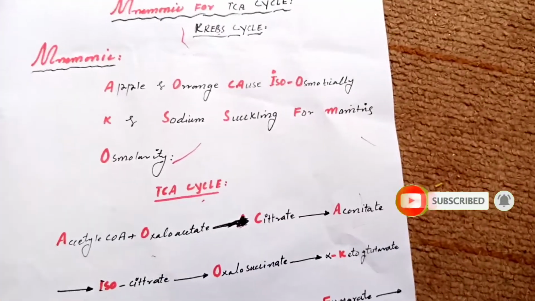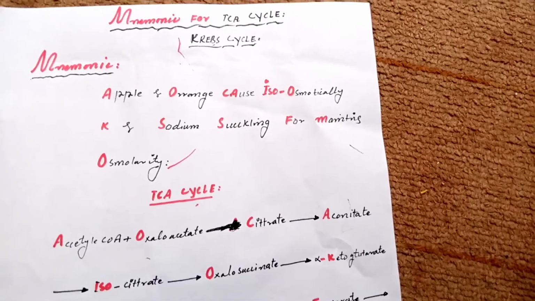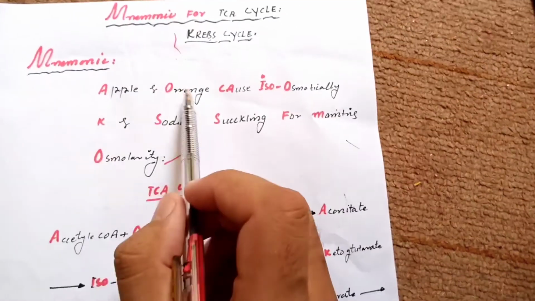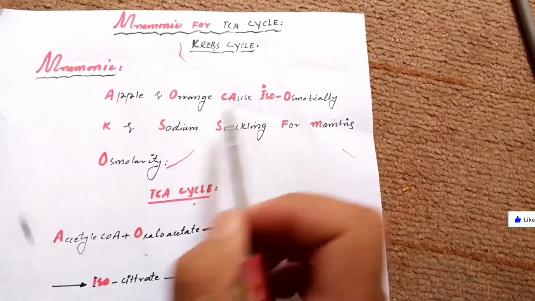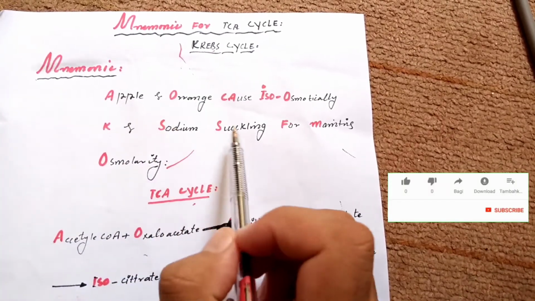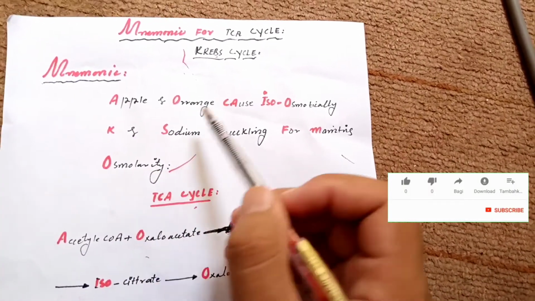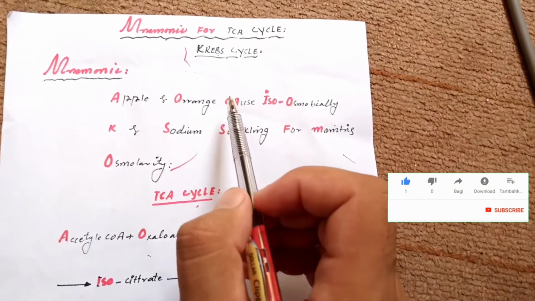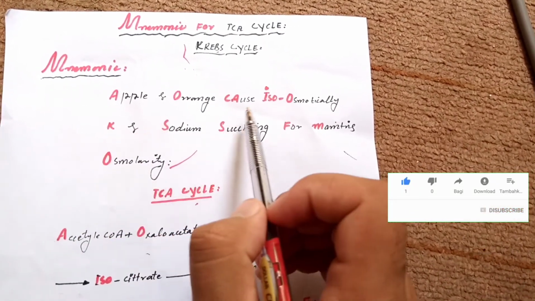So, to memorize the steps that are involved in the Krebs cycle, we have a mnemonic. The mnemonic is: apple and orange, cause isosmotically potassium and sodium suckling for maintaining osmolarity. So you have to take the first letter of each word.